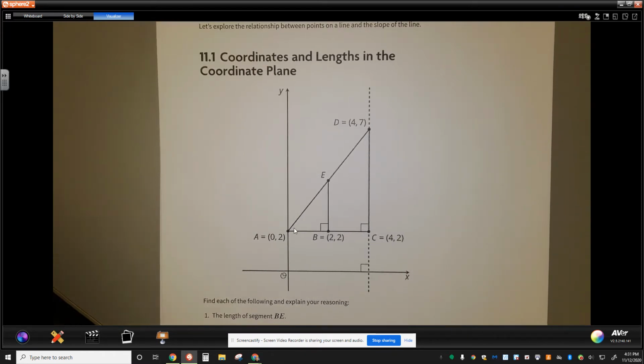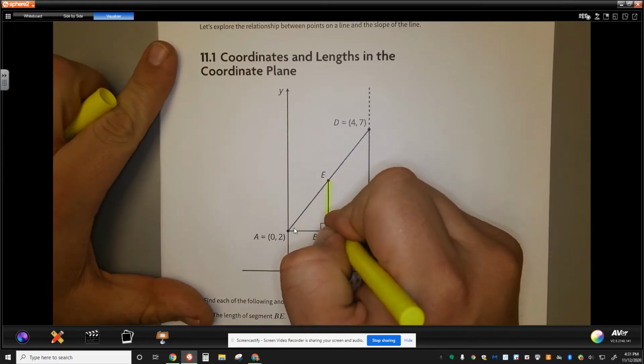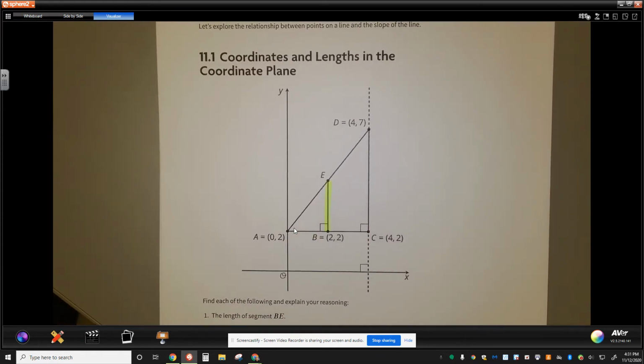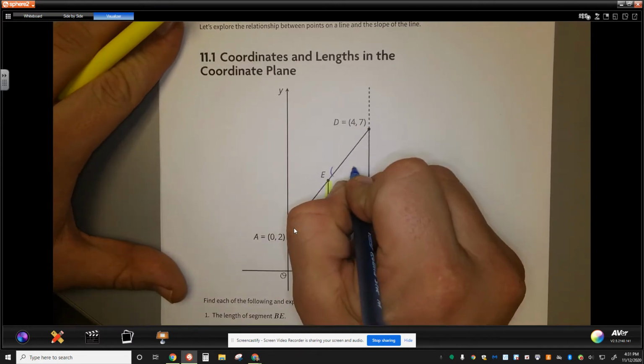And then I need to also figure out what the coordinates are. Excuse me, let me help us out. I dropped my highlighter. We want to find out that length, but we also want to figure out what is the ordered pair that goes right here with point E.